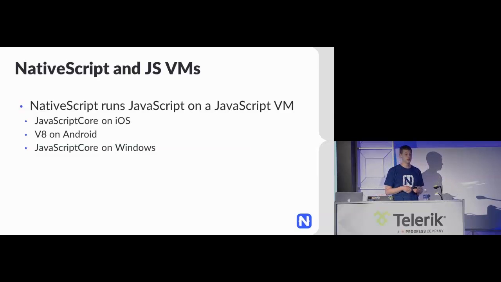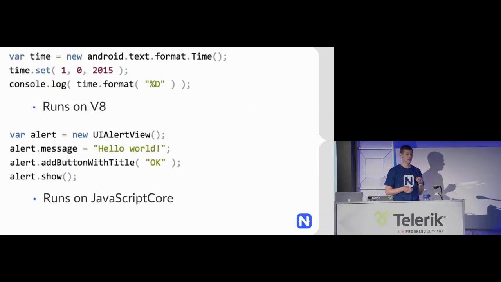iOS uses JavaScript Core, Android uses V8, and those are the VMs that NativeScript uses as well. So to put that in context of our previous example, the code on the top there is going to run on V8, and the bottom is going to run on JavaScript Core.